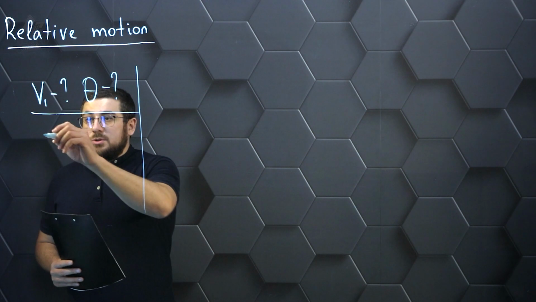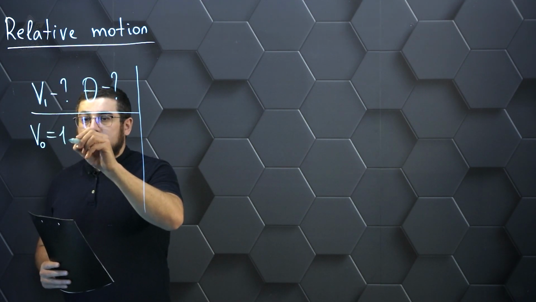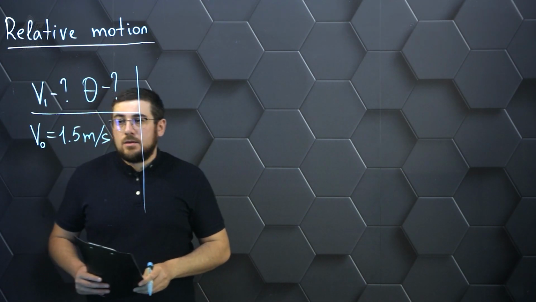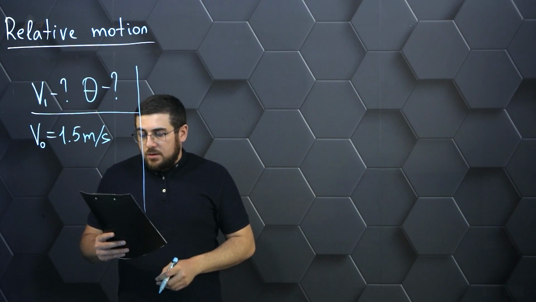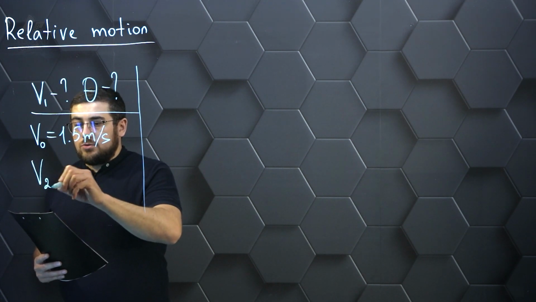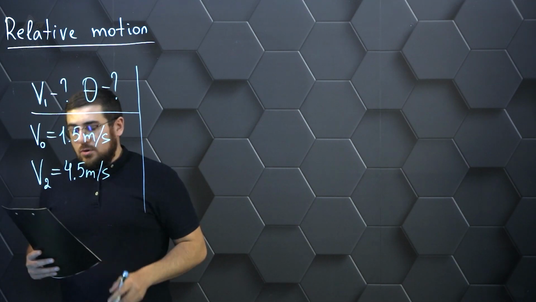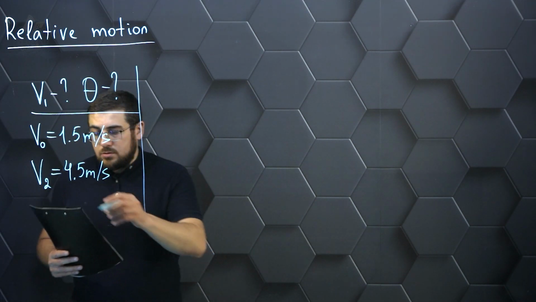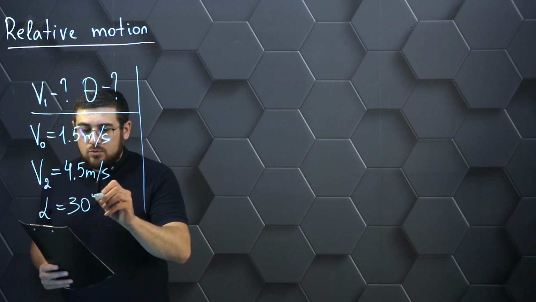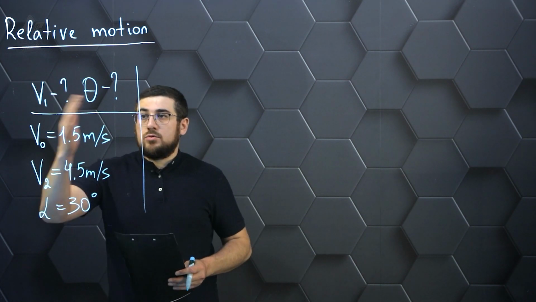We know the velocity of the passenger relative to the ferry. Let's denote it as v0. And it's 1.5 tenths of a meter per second, pointing north. And it is also known that the passenger moves with the speed v2, 4.5 tenths of a meter per second, but in the direction to the west at the angle of 30 degrees. This angle we denote by the letter alpha. We have specified all the data and put the question.